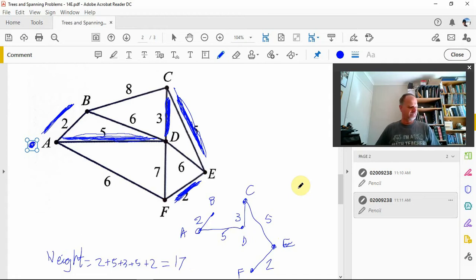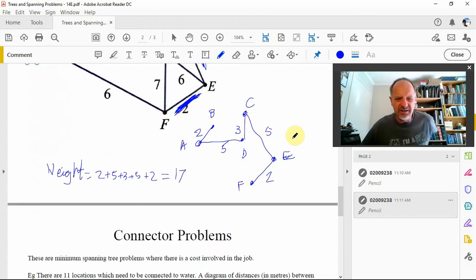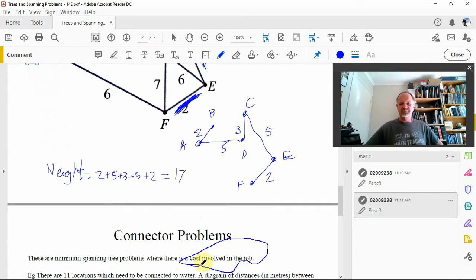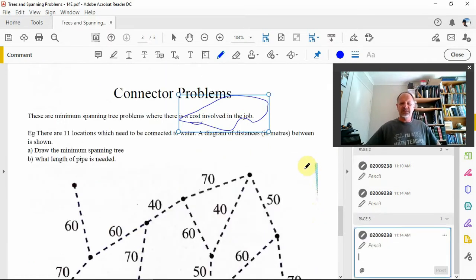All right. Now, sometimes minimum spanning trees are important. And when we get to that, it's what we call connector problems. Connector problems are just minimum spanning tree problems. They're nothing more special than that. There's just a cost of some sort involved, so it might be the cost of connecting, or a distance, or whatever.